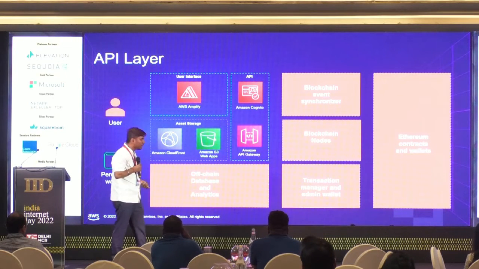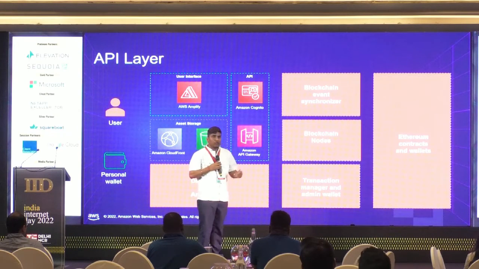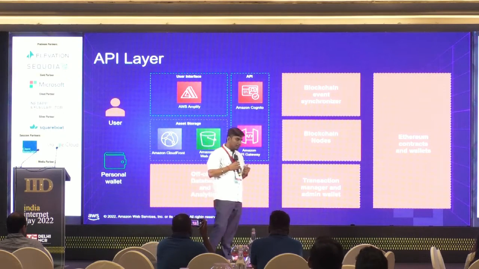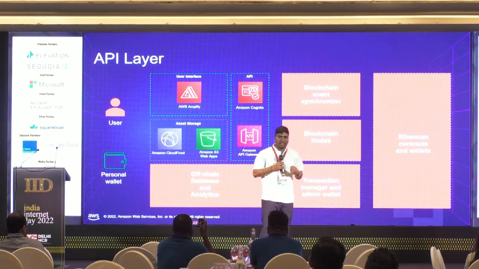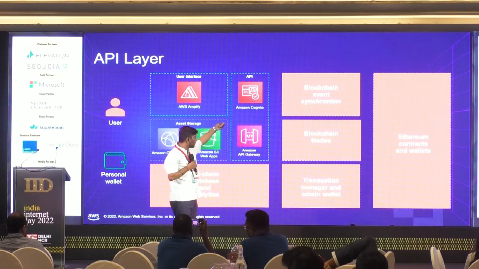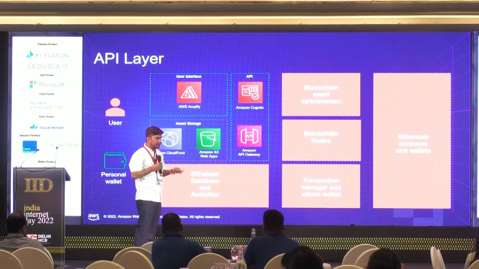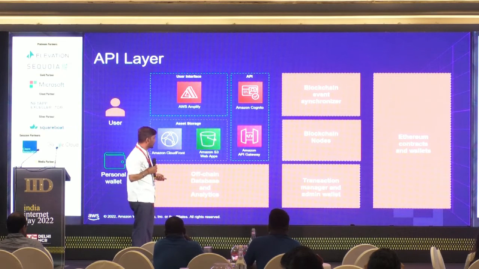On the API layer, that means how you communicate to the backend system. Of course, for any API, you need to have a mechanism or functionality through which you can do sign up, sign in, or user permission management. That is what is being represented by Cognito here. So Cognito is basically, let's say, the authentication and authorization service in AWS.